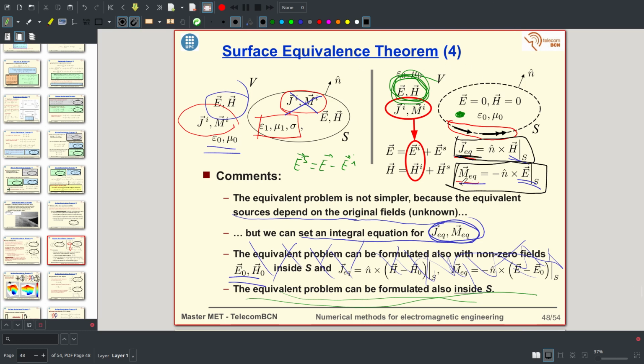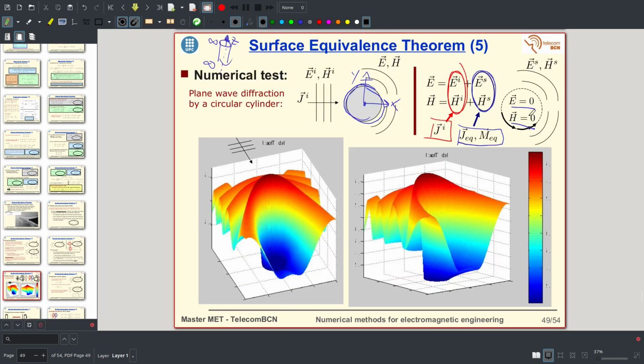So we compute the equivalent currents, and we compute the field radiated by these currents. We add the incident field. The incident field is in fact the plane wave, that is, we have an incident plane wave on the cylinder, so this is the incident field. We sum the incident field plus the scattered field, or field radiated by the equivalent currents, and what do we obtain? We obtain this.